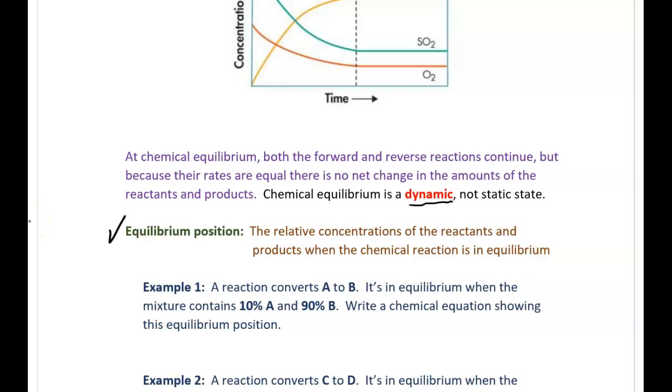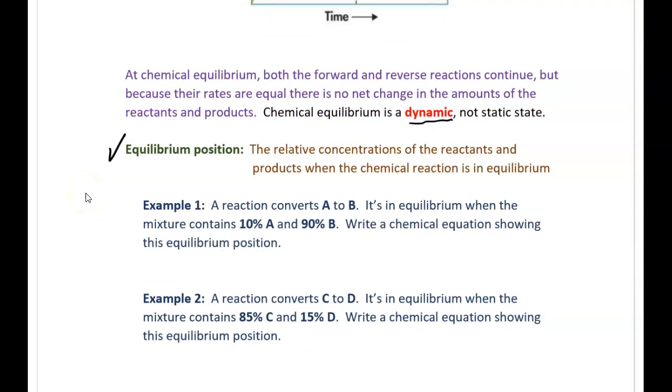The equilibrium position of a chemical reaction refers to the concentration of the reactants and products when the reaction is at equilibrium. Here's an example. A reaction converts A into B. It's in equilibrium when the mixture contains 10% A and 90% B. Write this with a chemical equation. So we know a chemical equation uses an arrow in the middle to separate reactants and products. The one reactant here is A, and the A is changed into B. That's the equation we're used to seeing.